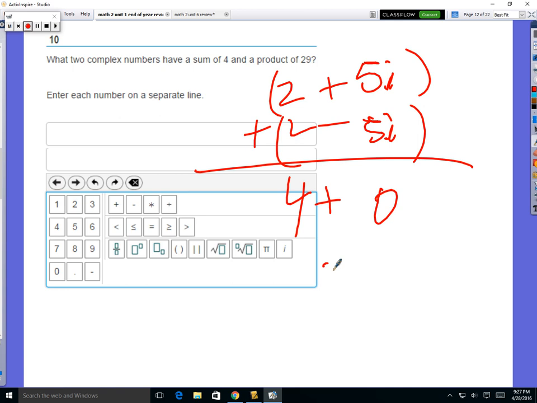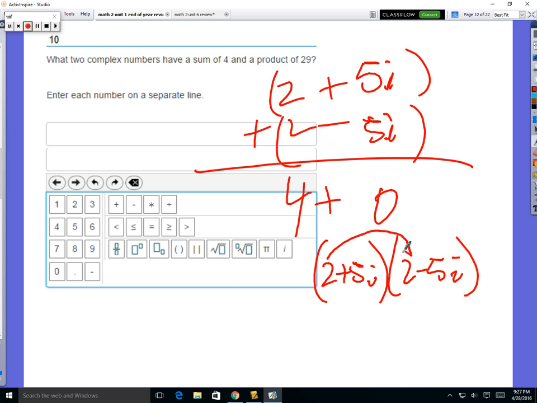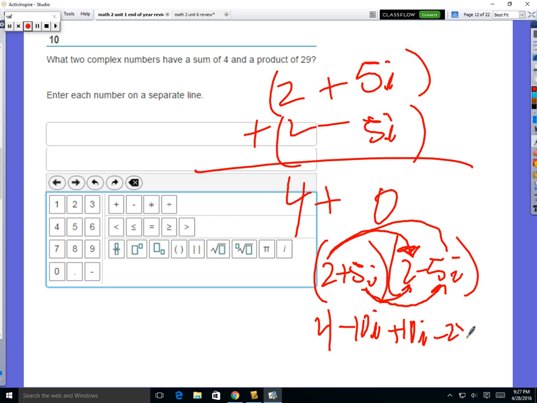And when you multiply them, 2 plus 5i times 2 minus 5i, you do 2 times 2, that's a 4. 2 times a minus 5i, that's a minus 10i. 5i times 2, that's a plus 10i. And 5i times minus 5i, that's a minus 25i squared. So these cancel to 0, and i squared is a minus 1. So that is 4 plus 25, which is 29.